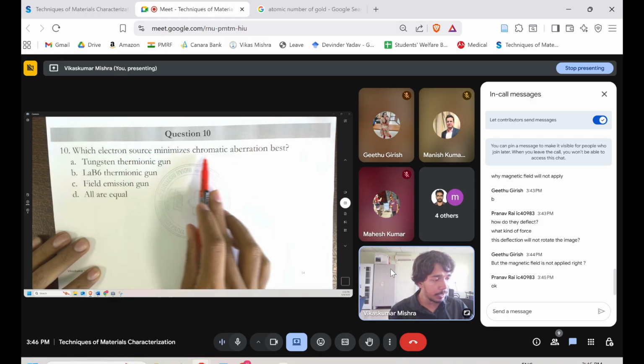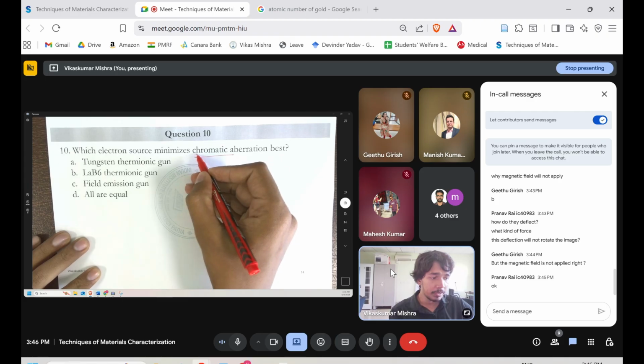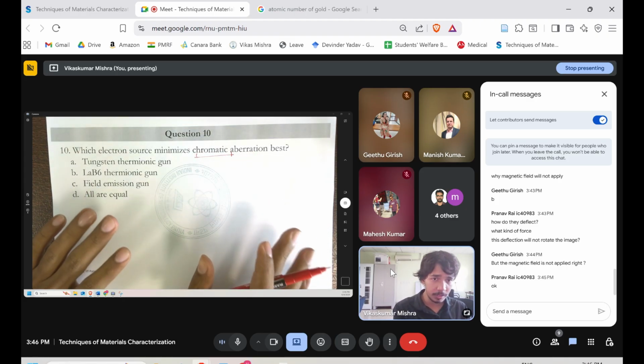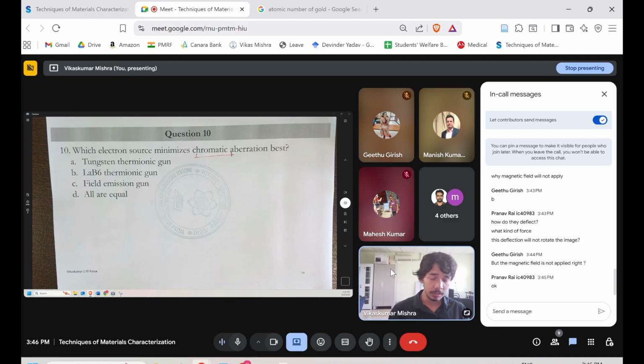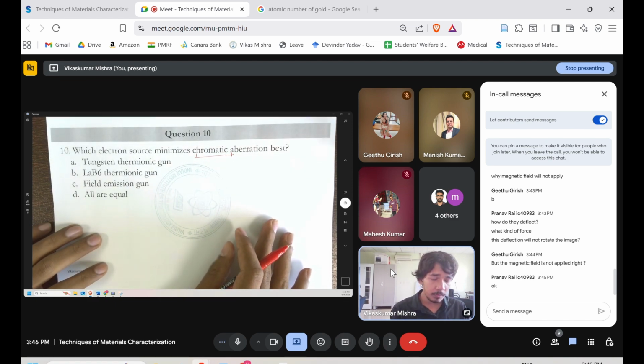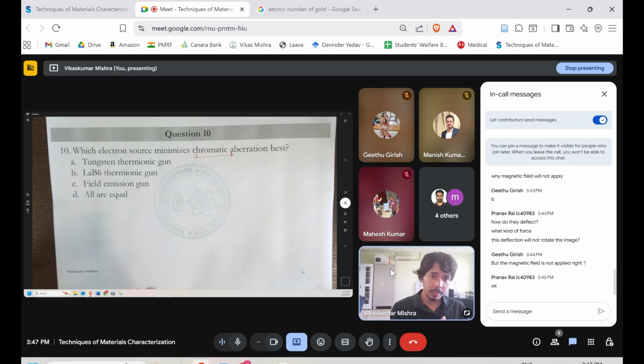Which electron source minimizes the chromatic aberration best? Let's ask ourselves, what is chromatic aberration? Chromatic means color. Color means different wavelength. So what is happening? Due to the spread in the wavelength, the electrons which we are getting are of different wavelengths.